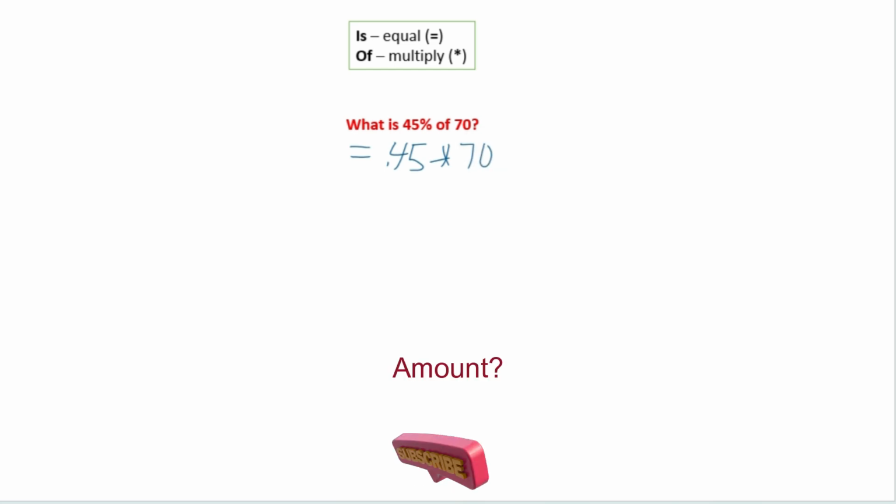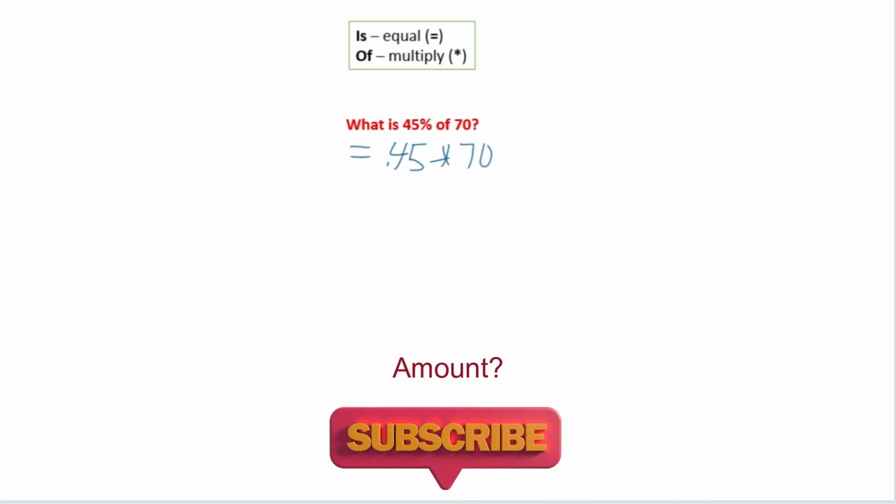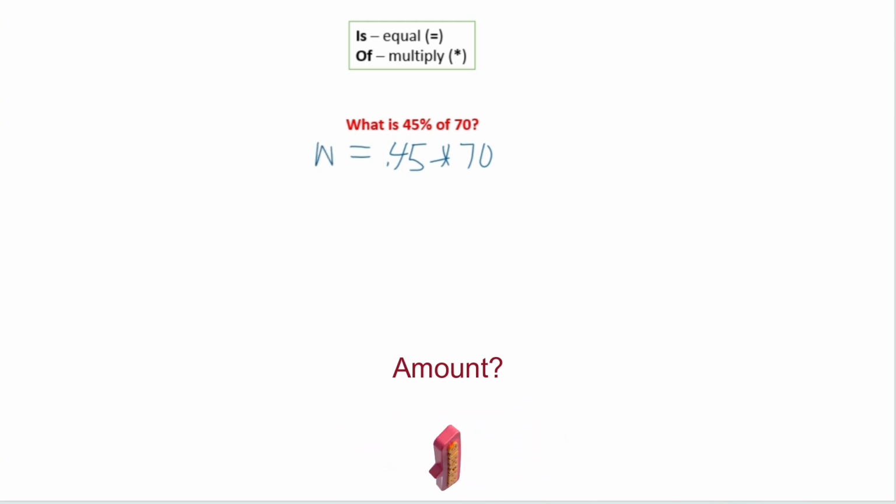So we are trying to determine the amount. So I'm just going to label that in. So what is 0.45 times 70? So the amount is 31.5.